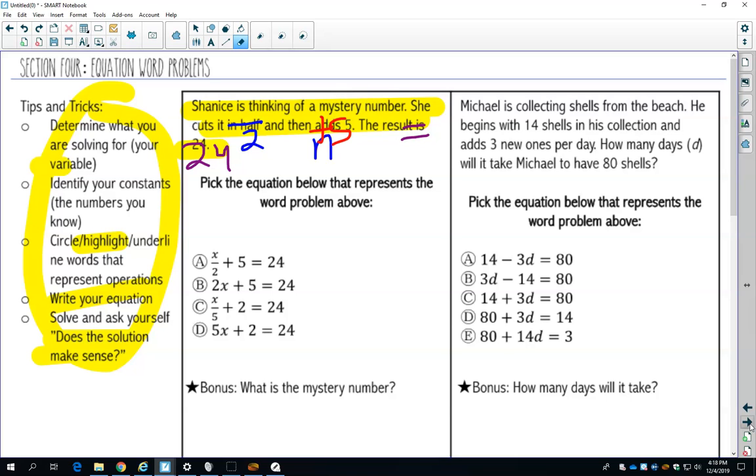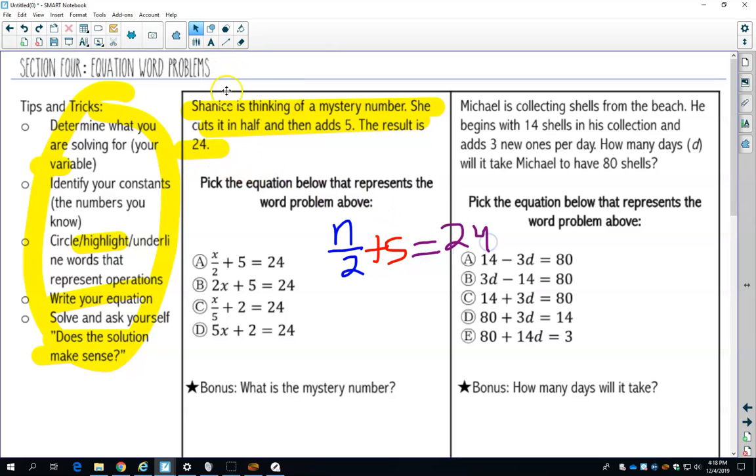So let's put all that together. Shanice is thinking of a mystery number. She cuts it in half. She divides it by 2. She adds 5. And it says the result is 24. So there you go. So again, we're just translating what's here into an equation. And the correct answer, of course, is this one here. And they used x for a variable, but it doesn't matter.